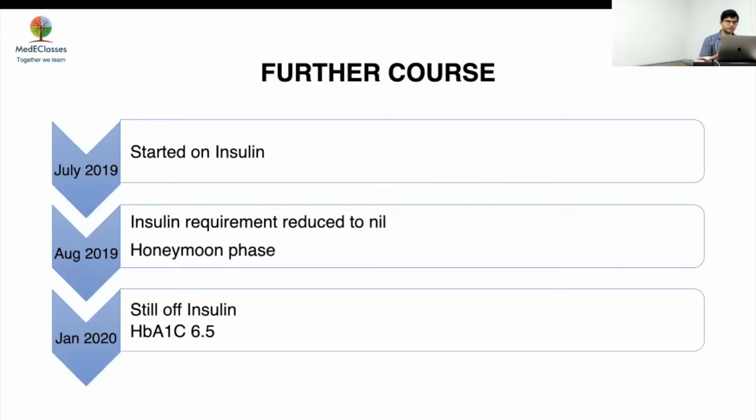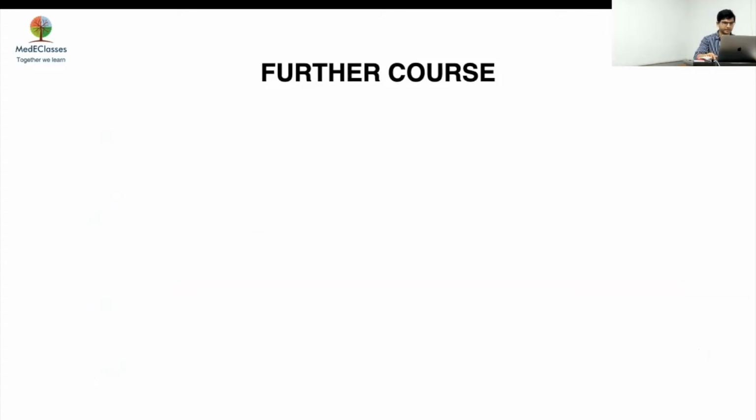So this child was started on insulin. She has weight loss, and the HbA1c is very high, so started on insulin. And what happened, within 1 month, the insulin requirement fell to nil. And this was assumed as a honeymoon phase. And what is important is the honeymoon phase continued for a few months, from August to Jan 2020, she was off insulin. A1C actually came down to 6.5.